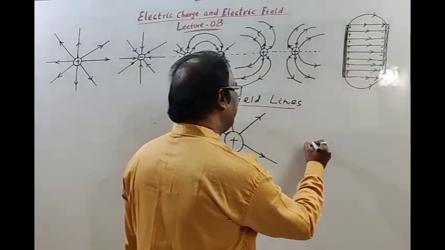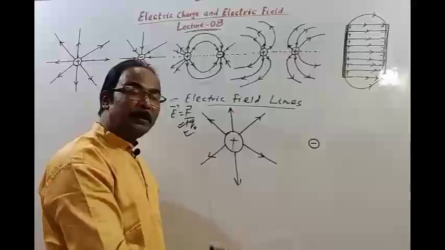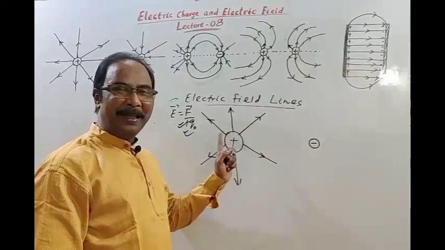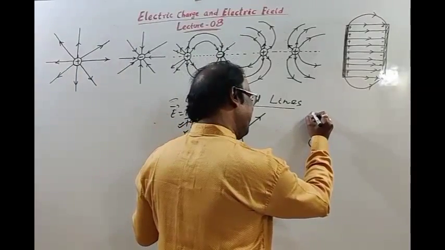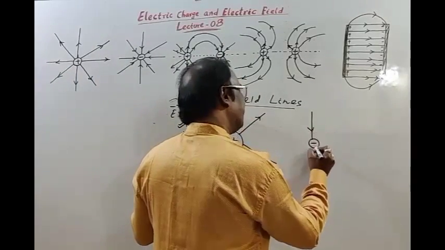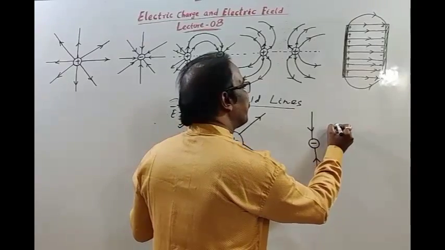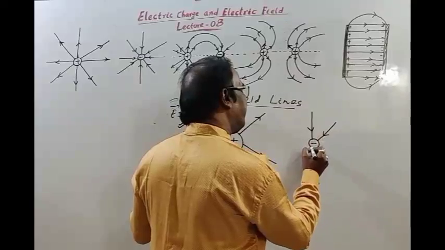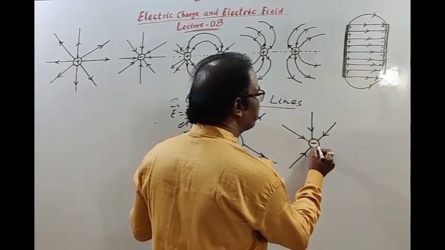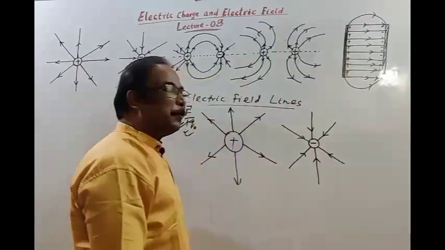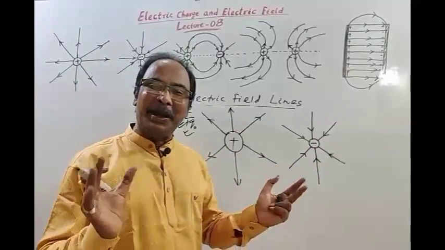If we take a negatively charged body, then it will attract the unit positive charge. Positive repels positive, negative attracts positive. So accordingly we may show how the negatively charged body attracts a unit positive charge or test charge, like this. We may name all these imaginary lines lines of force.